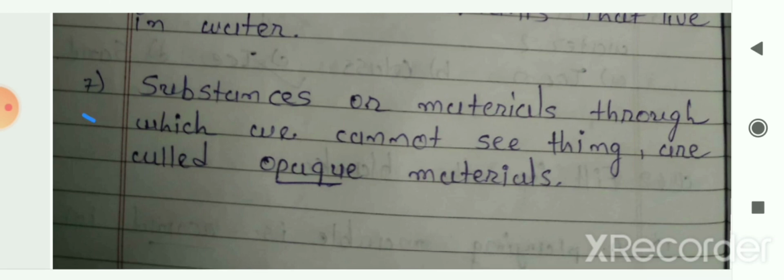Next is, substances or materials through which we cannot see are called blank materials. So those kinds of materials or objects are known as the opaque materials. So opaque is your answer.